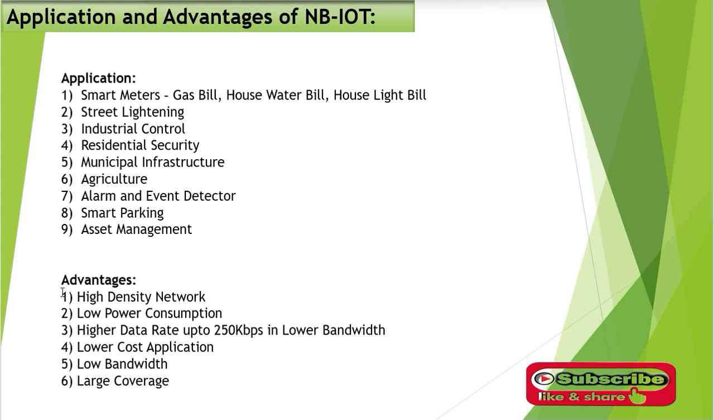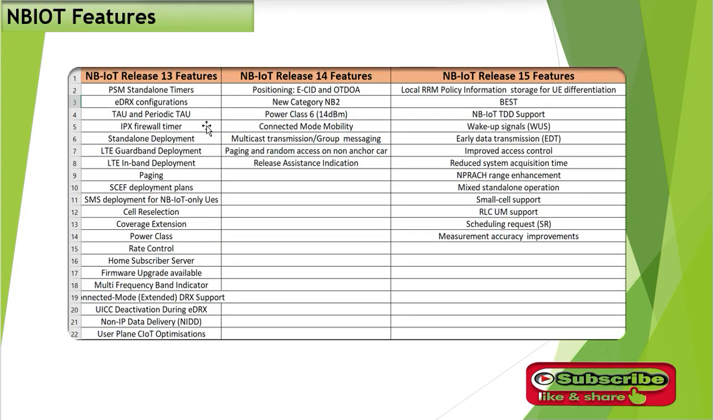Okay, and what are the advantages? Main advantages are low power consumption, high density network, higher data rate up to 250 kbps and lower bandwidth, while it is using lower bandwidth, lower cost application, low bandwidth, large coverage. Okay, there are some features of NB-IoT. NB-IoT release 13 features, NB-IoT release 14 features, NB-IoT release 15 features.